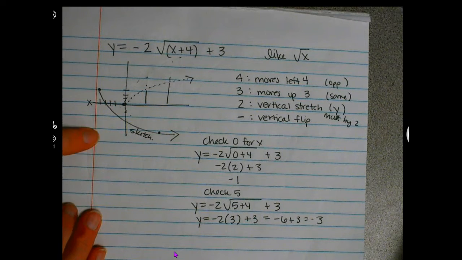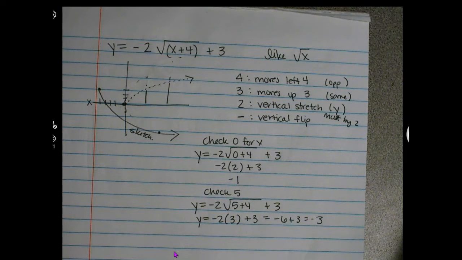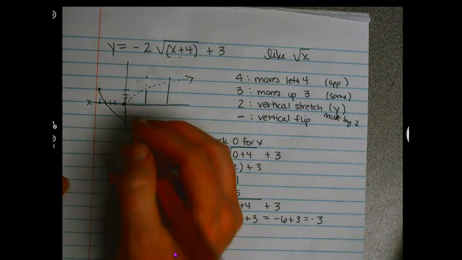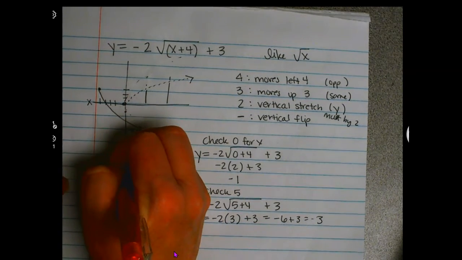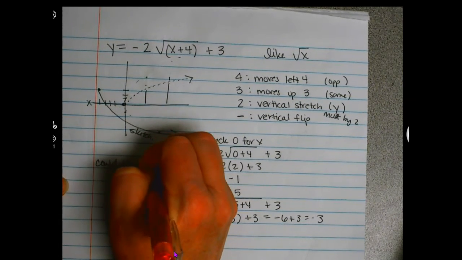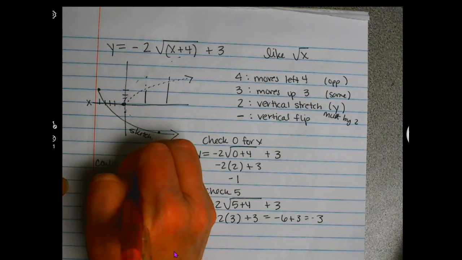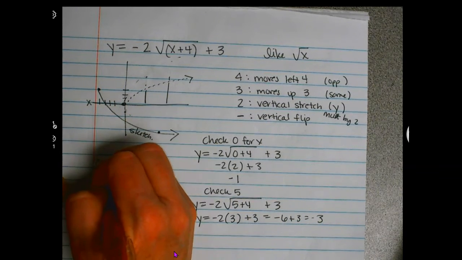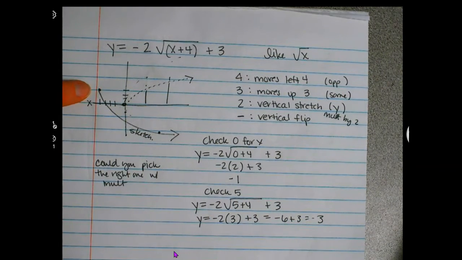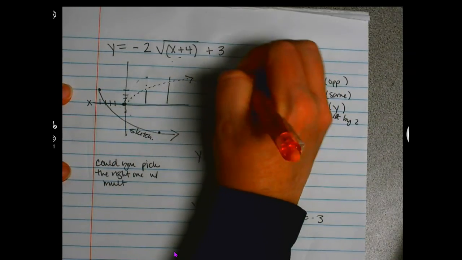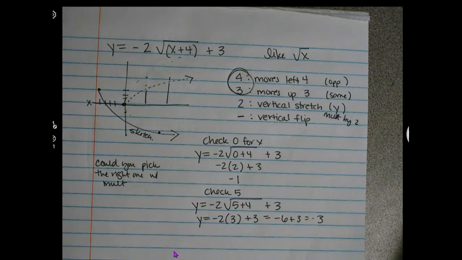You have to see that it's flipped over and all the things that happen with it. But you could check some points pretty quickly. And could you pick the right one from multiple choice? And definitely, all the ones that start somewhere else, you wouldn't pick those. It has to do these two things. These are the most obvious starting things to check as far as translations.